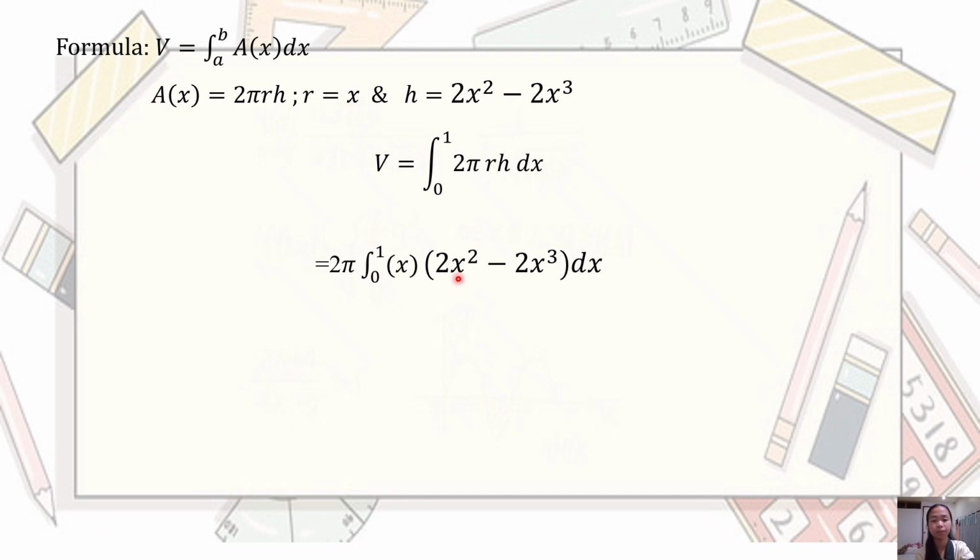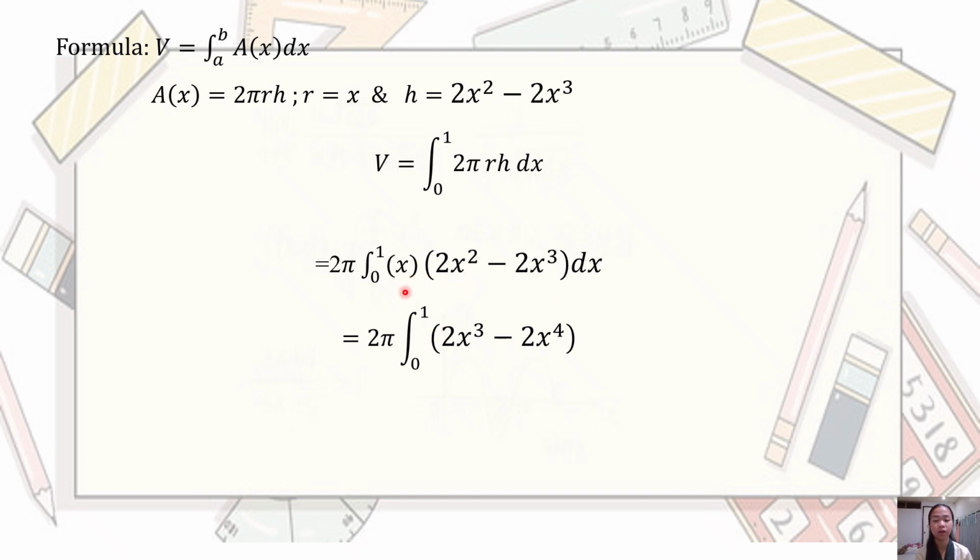Now let's move 2π to the outside of the integral sign, since it is a constant, based on the formula: 2π integral from 0 to 1 of x, which is our radius, times our height, which is the function itself. So now I will multiply. Let's distribute x to the 2x squared minus 2x cubed.